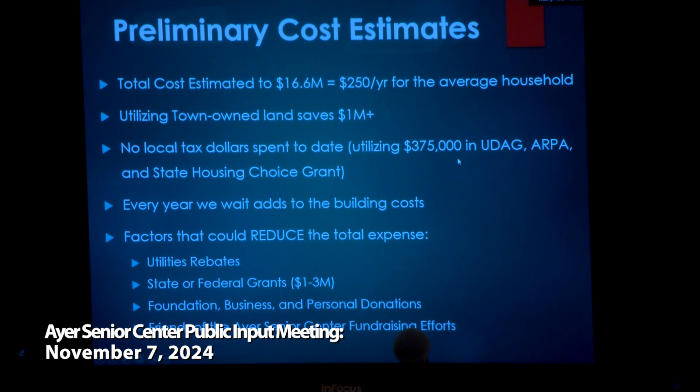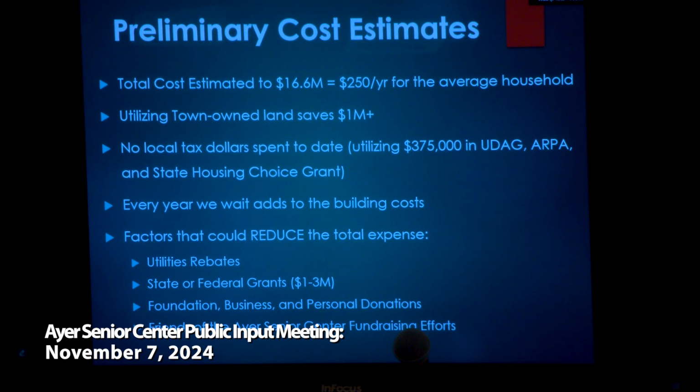All right, so this is the part that everyone is asking questions about. How much is this going to cost? So the preliminary total project cost is $16.6 million. That includes the cost to build the building, the site work needed to build the building, and soft costs. Soft costs are things like engineering fees, permitting, fixtures, finishes, and furniture, as well as the cost of bringing utilities to Bishop Road.